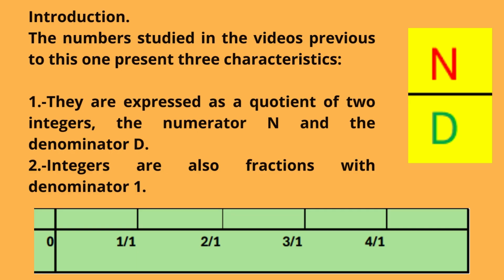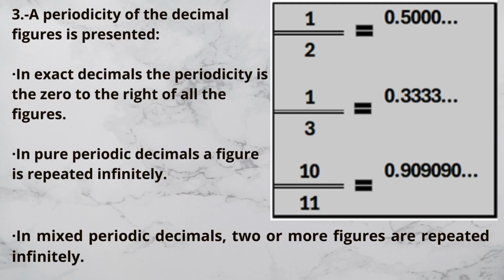Introduction. The numbers studied in the videos before this one have three characteristics. 1. They are expressed as a quotient of two integers, the numerator n and the denominator d. 2. Integers are also fractions with denominator 1. 3. A periodicity of the decimal figures is presented.